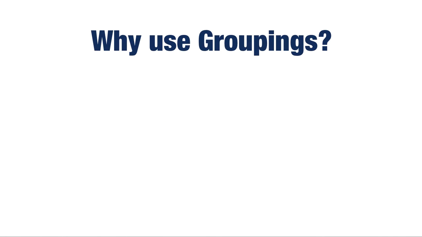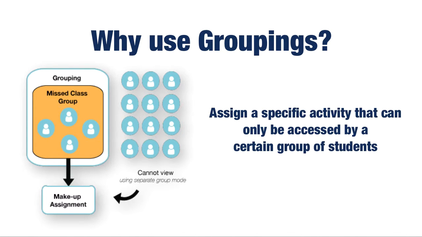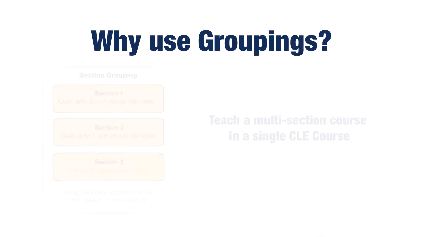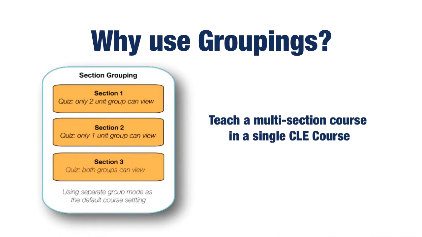So why would we use groupings? We typically use them to divide students into separate subsets to control what content they can access. Groupings allow you to assign a specific activity, such as an extra credit activity, makeup assignment, or quiz to certain subsets of students. Use groupings to divide students into separate groups or cohorts to create 2 different sections for one course.